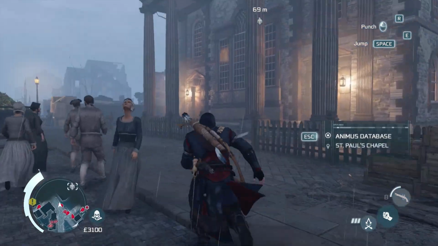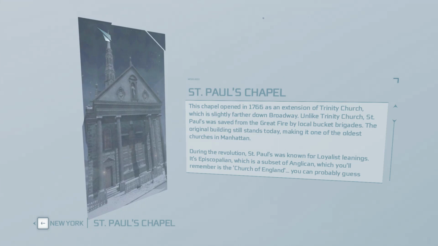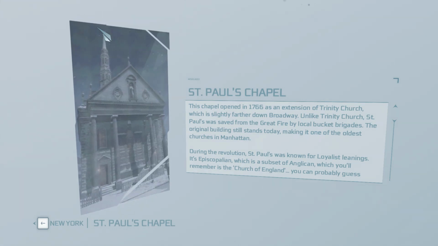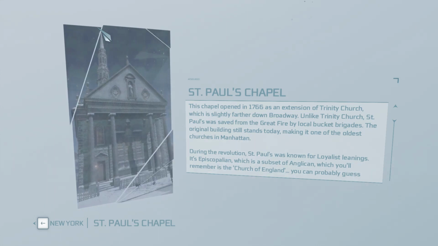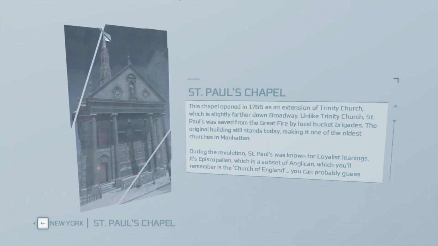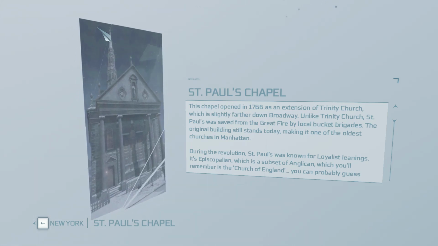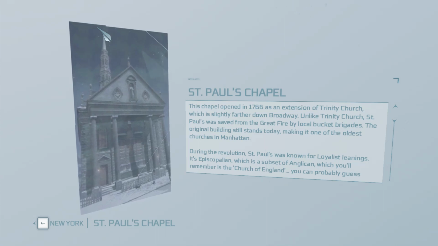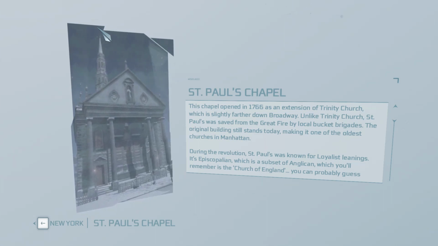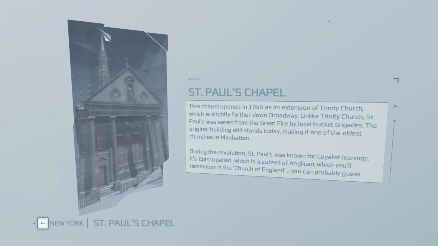And before we get to the next one, we find St. Paul's Chapel. This chapel opened in 1766 as an extension of Trinity Church, which is slightly further down Broadway. Unlike Trinity Church, St. Paul's was saved from the Great Fire by local bucket brigades. The original building still stands today, making it one of the oldest churches in Manhattan.